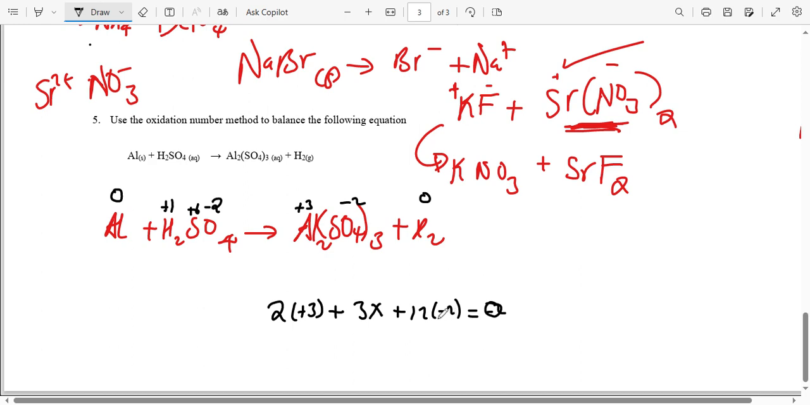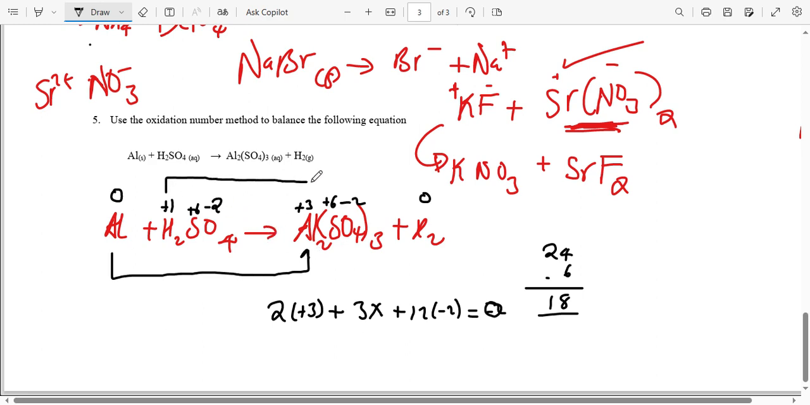12 times negative 2 is negative 24. If it goes the other side, it becomes positive 24. 2 times 3 is 6. If it goes the other side, it will become negative. So this is going to be 18. 18 divided by 3 is positive 6, so nothing changes here. So what has changed? Aluminium moved all the way from 0 to positive 3, while hydrogen moved all the way from 1 to 0.